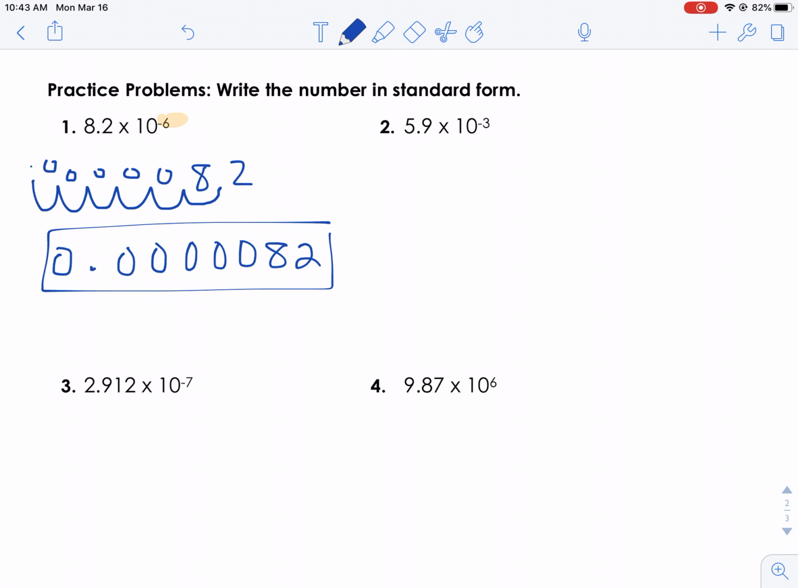Number 2 is 5.9 times 10 to the negative third. So we have 5.9. Again, negative 3 means our number is very small. So we'd be moving our decimal to the left 3 times. So we go 1, 2, 3. It would land right there. And then both of those empty spots would be filled in with 0. So we would have the number 0.0059.